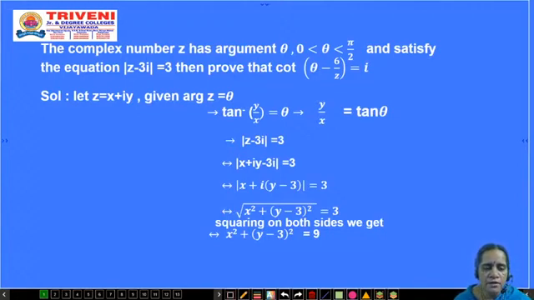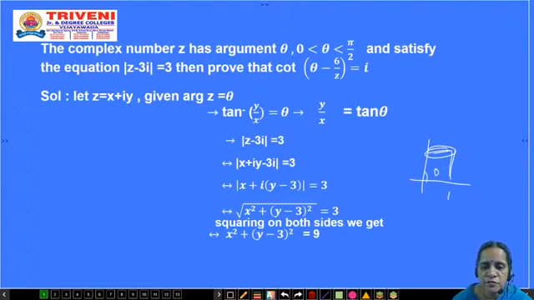Then already we know the value of z is equal to x plus iy. Then they give an argument of z is equal to theta. Then the value of argument of z is equal to tan inverse y by x. Suppose we have to take a real part and imaginary part like this. Here it is theta. Then we can get it is a real part, it is an imaginary part.